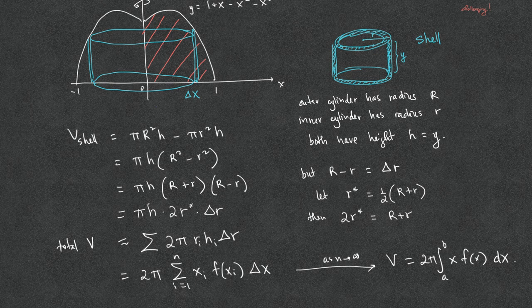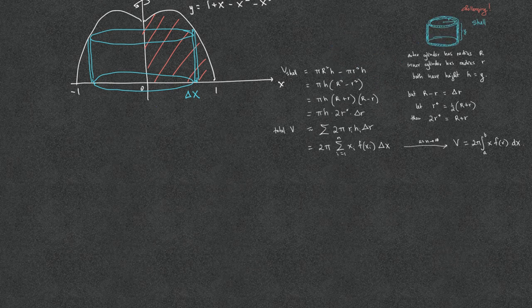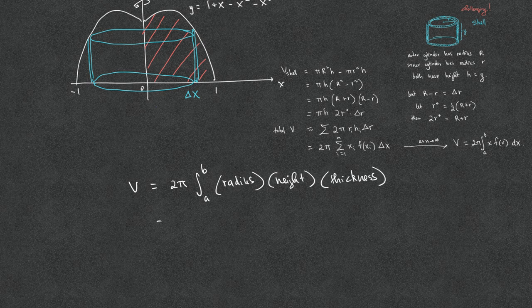This is known as the shell method, the cylindrical shell method, where the volume is 2 pi times the integral from a to b of the radius times the height times the thickness, where the thickness is delta x in this case, the height is f of x, and the radius is x.